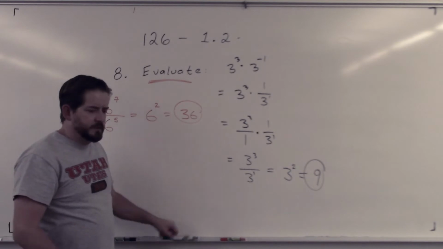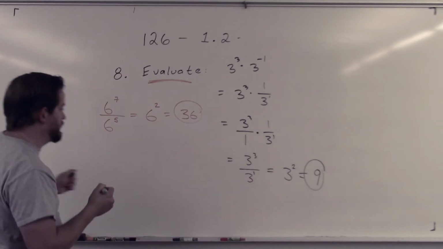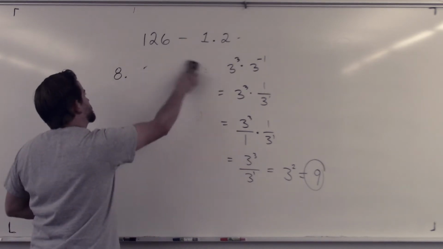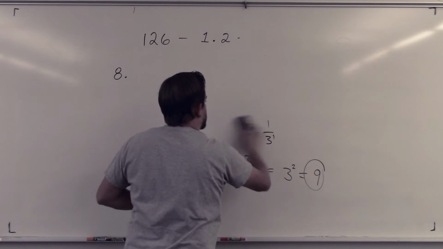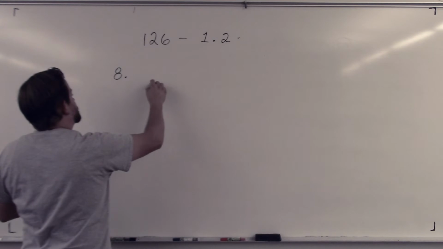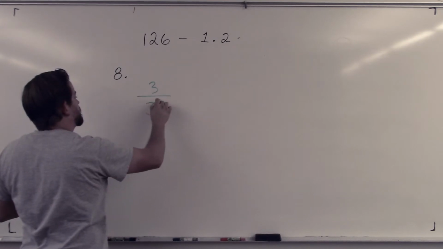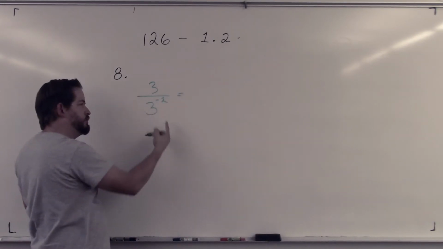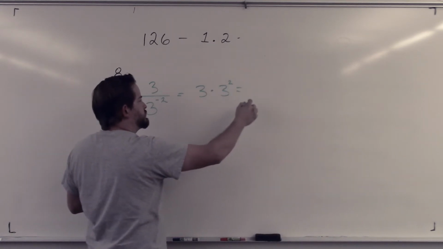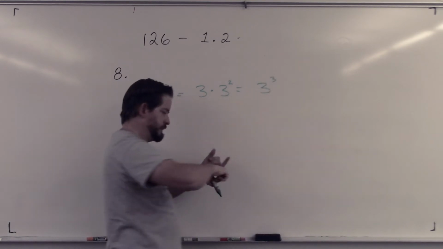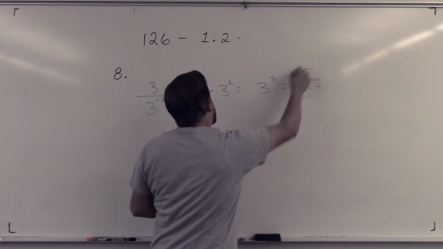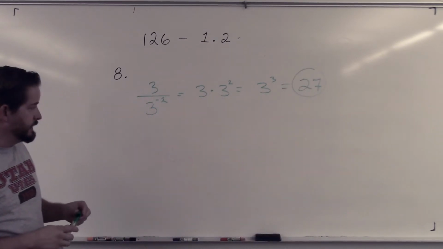And then the last one says 3 over 3 to the negative 2. Let me just go ahead and erase this so it doesn't get too messy. 3 over 3 to the negative 2. But this 3 to the negative 2 can come upstairs, so this ends up being 3 times 3 squared. But that's just 3 to the third, and 3 to the third is 3 times 3 times 3. That's 27. And that's number 8.